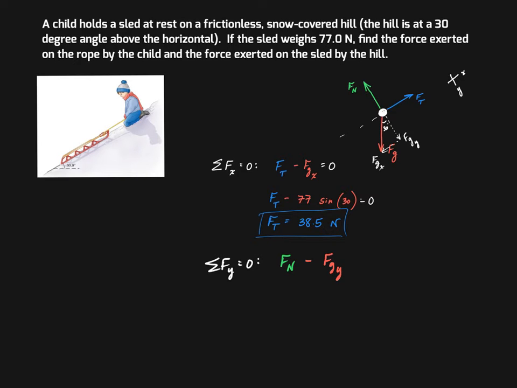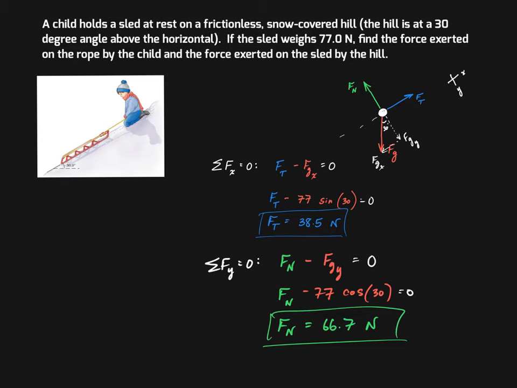And again, we're going to extend this out. So I'm going to have Fn minus 77 cosine of 30, and that's all going to be equal to 0. Again, I forgot to put that up here. And then we just solve. So we're going to get Fn, or our normal force, or the force exerted on the sled by the hill, is going to be equal to 66.7 newtons.